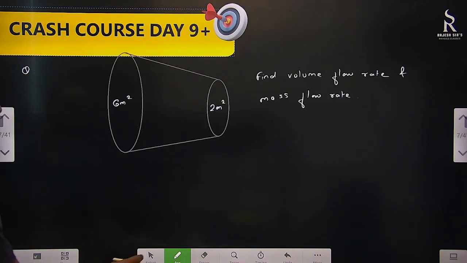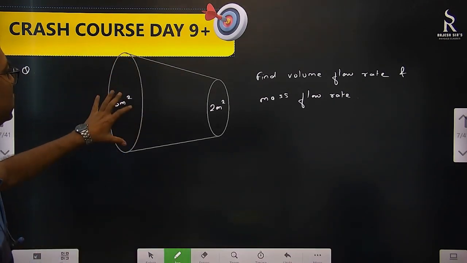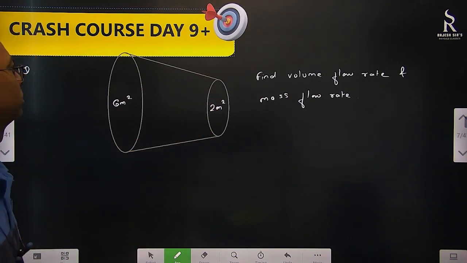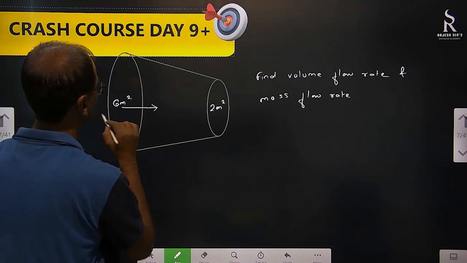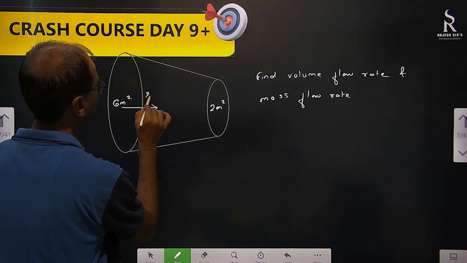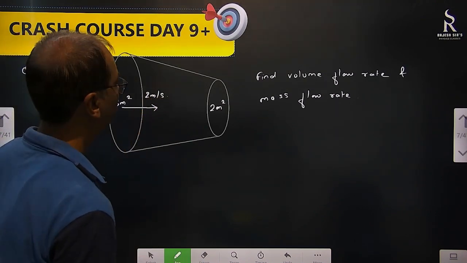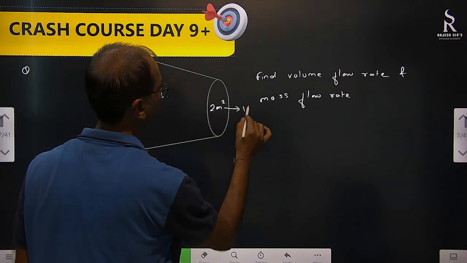There is a question on that. Here the area we can see is 6 meter square. Here we can see 2 meter square, and we want to find the volume flow. But velocity I have not mentioned in this one. So let's take velocity. Suppose velocity here is 2 meter per second. So find volume flow rate and mass flow rate. First of all, let's find out what the velocity is here.